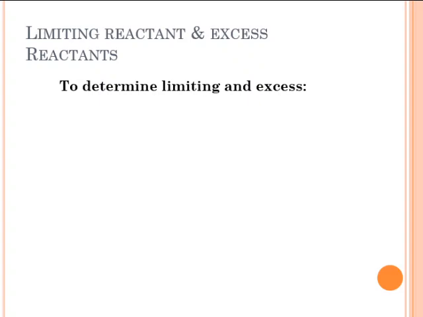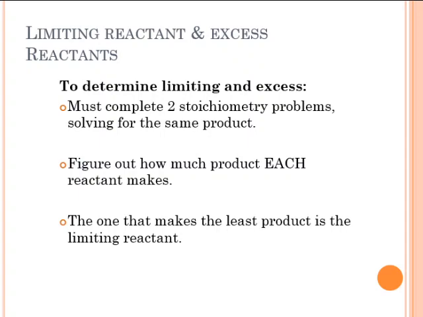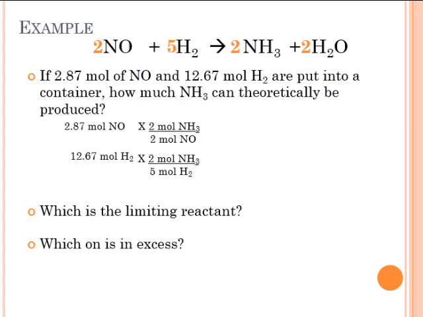To determine the limiting and excess reactants, there are going to be a few steps. The first one is you're going to have to complete 2 stoichiometry problems, 1 for each reactant. We will usually not give you more than 2 reactants. Then you need to figure out how much product each reactant makes. And the one that makes the least amount of product is your limiting reagent. And luckily, on your worksheet, we're only dealing with moles. In this lecture, I will even show you grams. Okay, so let's look at a problem.